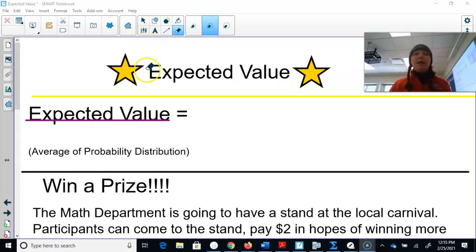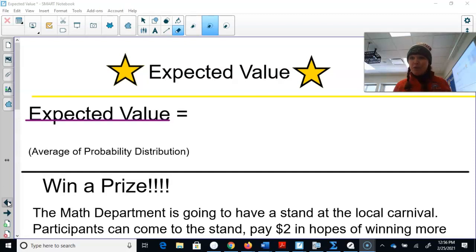All right, ladies and gentlemen, now we're going to talk about what the expected value is, and that's the average of a probability distribution. So if we were talking about the hockey goals like we were before, we estimated based on the histogram what the average number of goals scored in a hockey game would be. Now I'm going to show you how to actually calculate it.